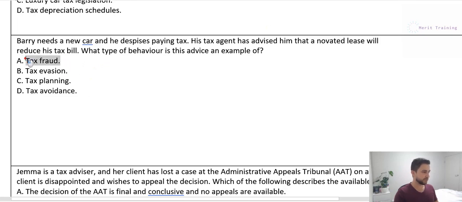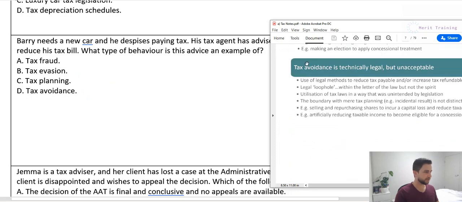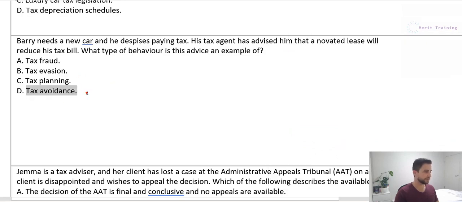Is this illegal and unethical? Is this legal but unethical? Is this legal and ethical? And this is pretty much the same as the first one. So is this, or is this legal but unethical? So the answer is a novated lease is legal and it's also not unethical. So it's perfectly ethical to do that. So the answer is C, tax planning.